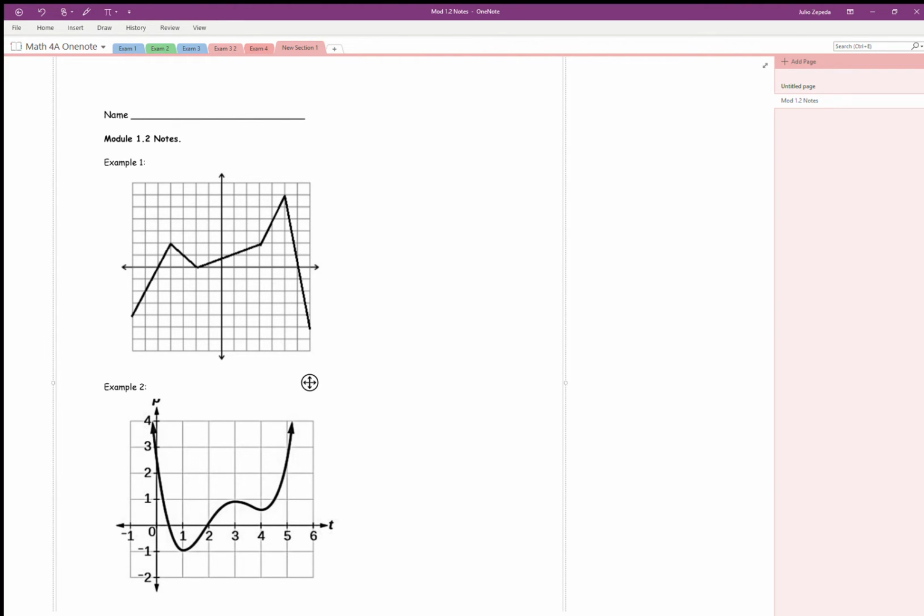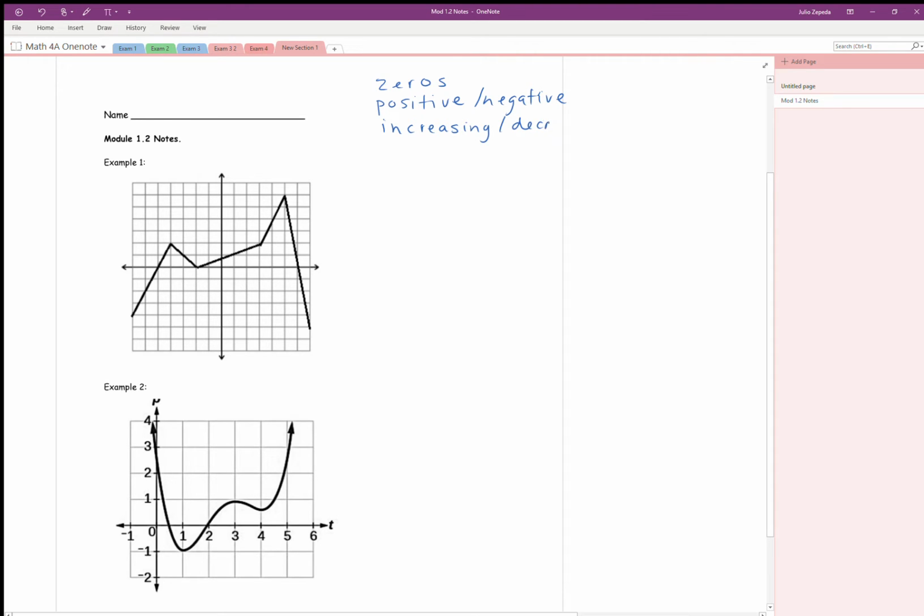Okay, so in this video I'm going to go over 4 things. The first thing is going to be zeros of the graph. Then we're going to go over positive versus negative intervals. And next we'll talk about increasing versus decreasing. And then finally we'll talk about the maximum, or the maxima and minima.